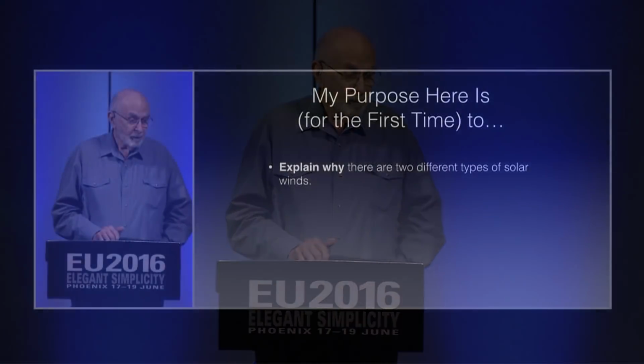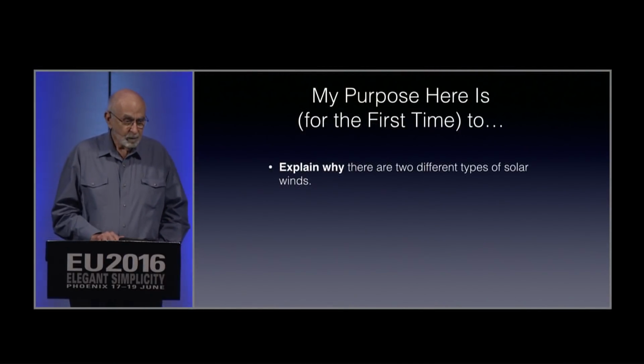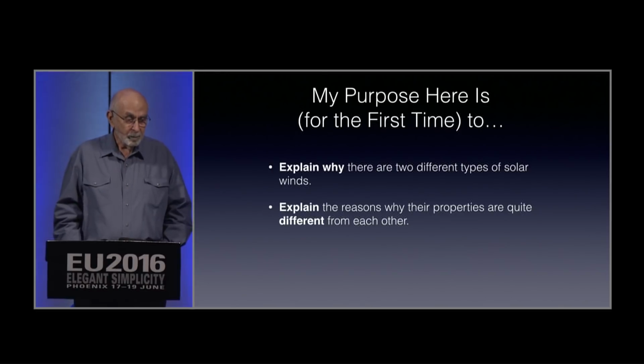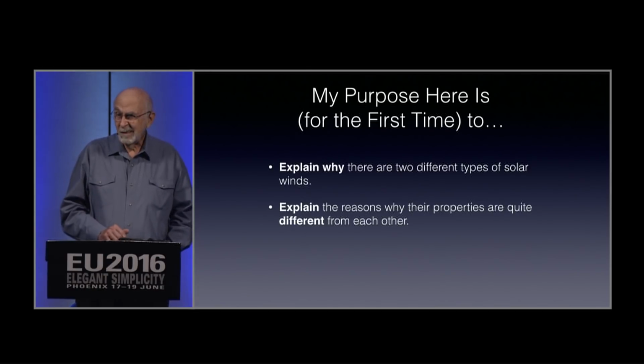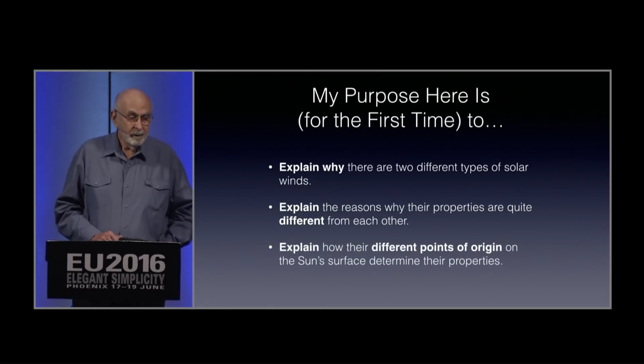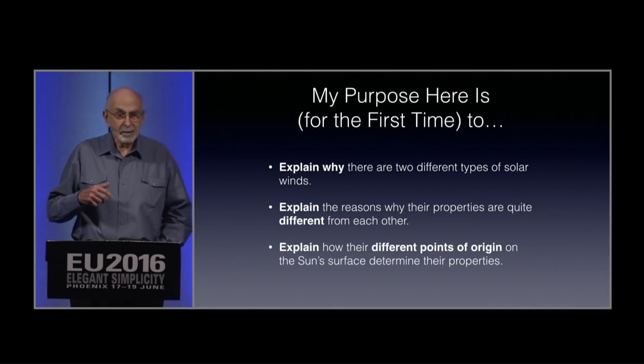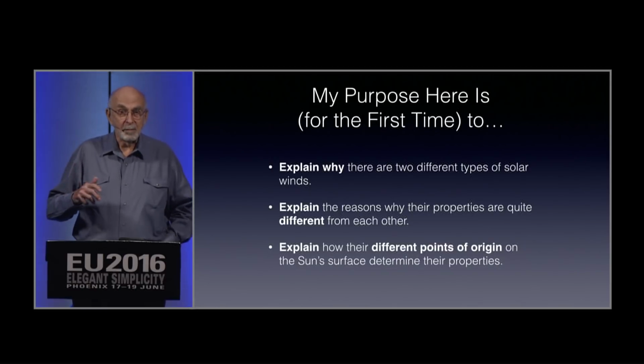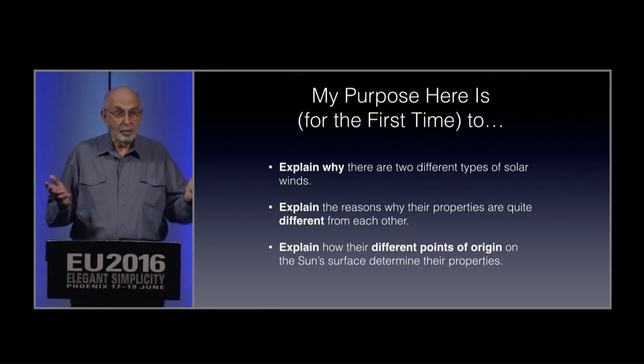So there are actually two different types of solar winds. Perhaps some of you know that. And I'd like to explain the reasons why these properties are quite different from each other. The standard mainstream finds these observations to be, quote, enigmatic, as always. They're not enigmatic. They're very simple, elegantly simple. I'd like to explain how the different points of origin on the surface of the sun explain those differences between those two different types of solar wind that we see.